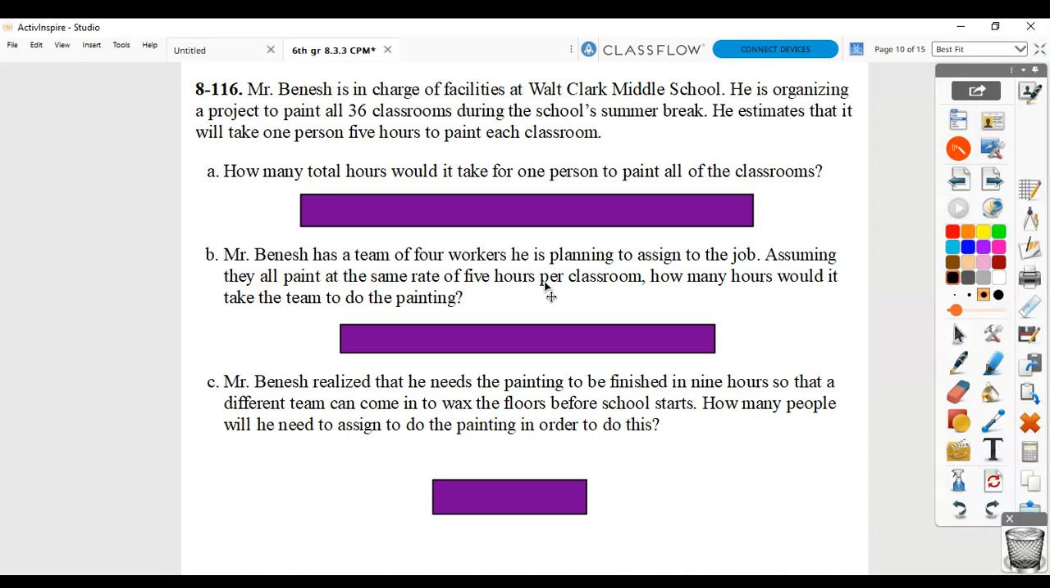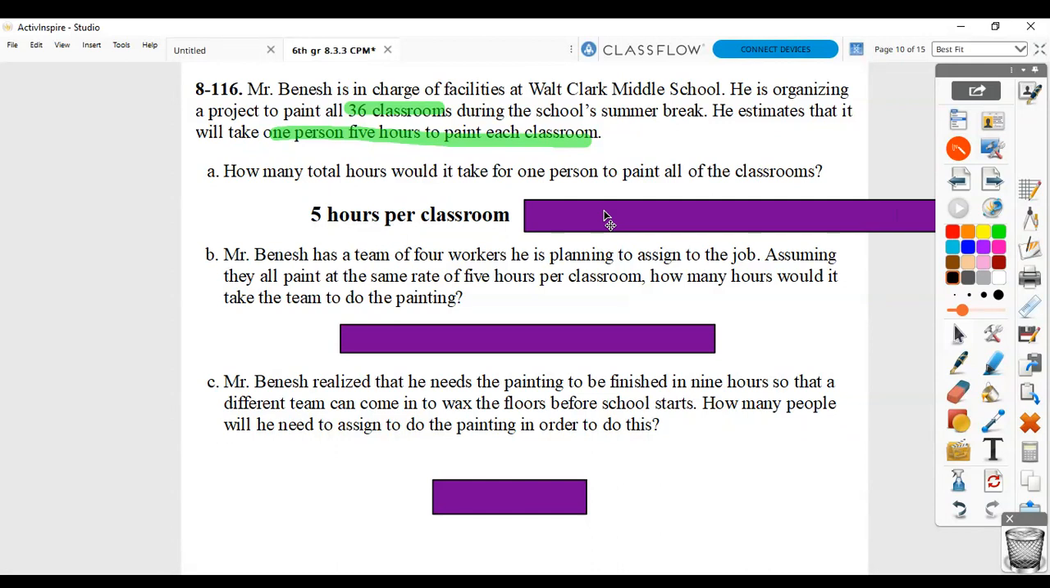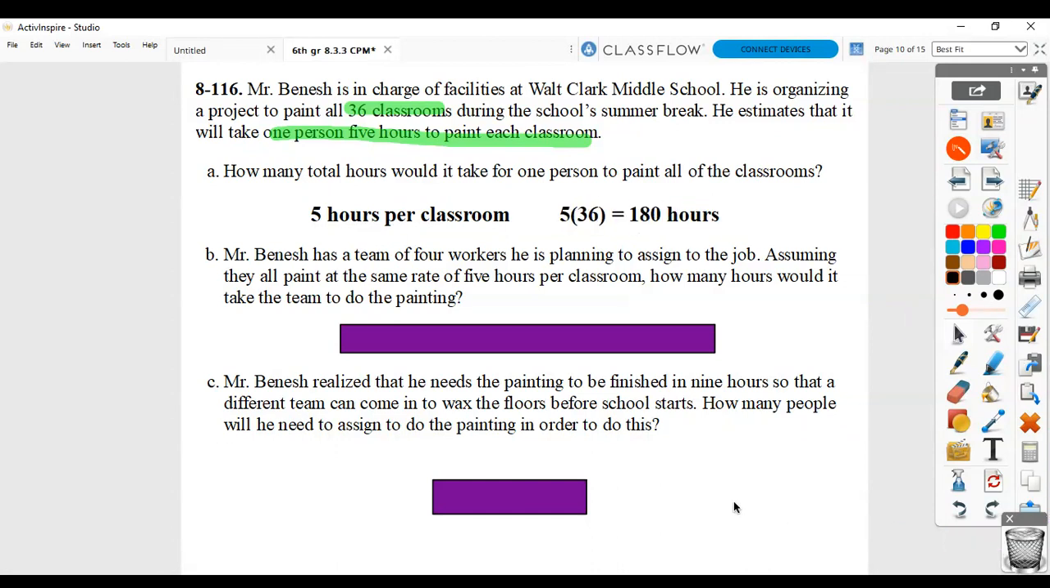So for 8.116, Mr. Banesh is in charge of facilities at Walt Clark Middle School. He is organizing a project to paint all 36 classrooms during the school summer break. He estimates it will take one person 5 hours to paint each classroom. So, how many total hours would it take one person to paint all the classrooms? Well, if it takes one person 5 hours to paint each one, and you have to paint 36, you're going to be multiplying your 5 hours per classroom times your 36 classrooms to get 180 hours.